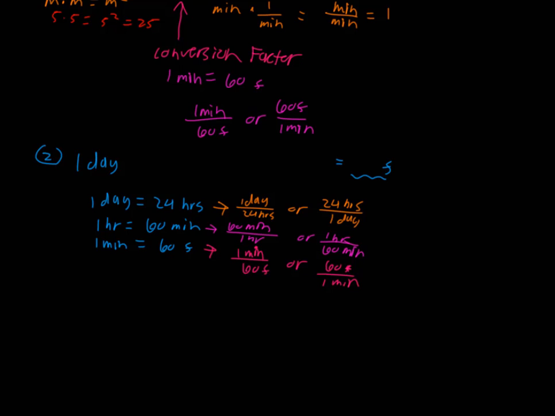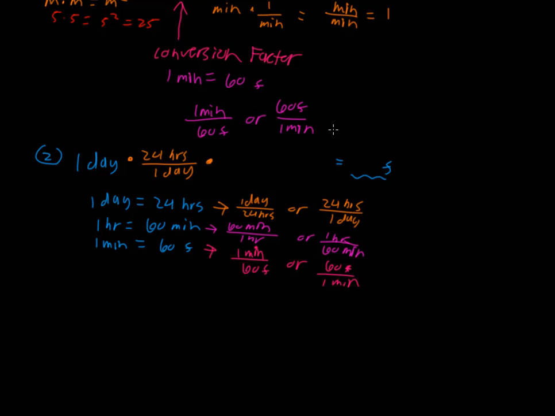So we have 1 day, right? Let's pick matching colors here. So 1 day, and then let's multiply that. We want to cancel 1 day out, and work our way to seconds. So let's do the one that cancels 1 day. That'll be this conversion factor: 24 hours over 1 day.